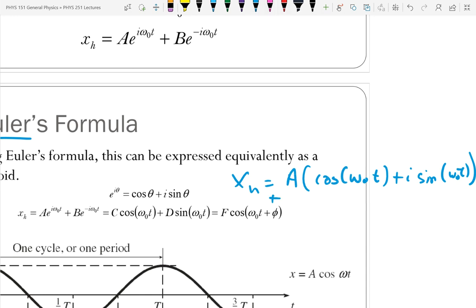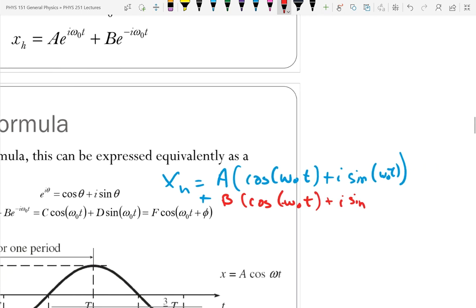plus B cosine of omega 0 t, put a minus sign there, plus i sine. That would be the correct, I forgot the minus sign. I erased it so I can make the minus sign more obvious and forgot to write it. It's fixed. That would be the direct substitution.